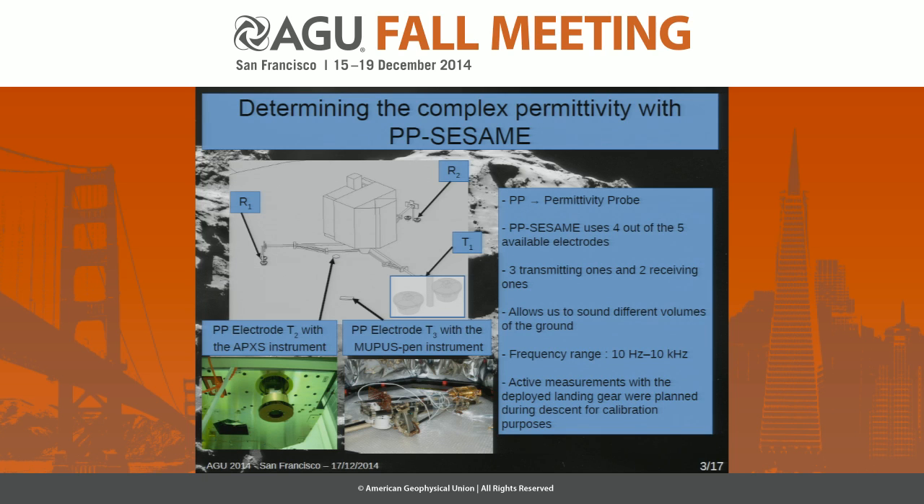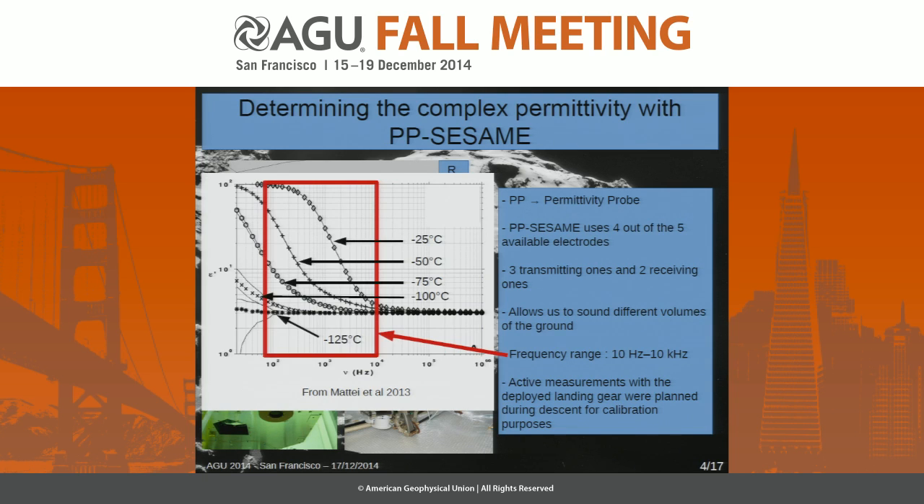This choice was made mainly to detect the presence of ice. Here we have a plot from Meteorological and collaborators of the dielectric constant of pure water ice as a function of frequency. Each curve represents a different temperature of water ice. In our frequency range, we can see that the dielectric constant of water ice varies as a function of frequency and temperature. And this is very interesting to us because it allows us to really constrain those values. There are also active measurements we planned during the descent, and I'll speak about those later on.